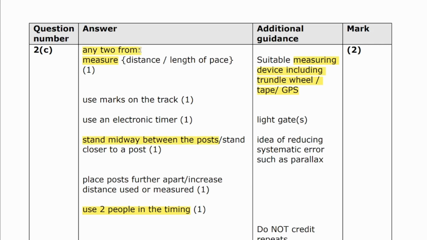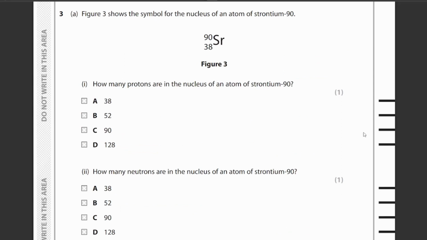Let's move on to question number 3. This is question number 3. Question 3a. Figure 3 shows a symbol for the nucleus of an atom of strontium 90. So they have given you Sr and 2 values here, 90 and 38.